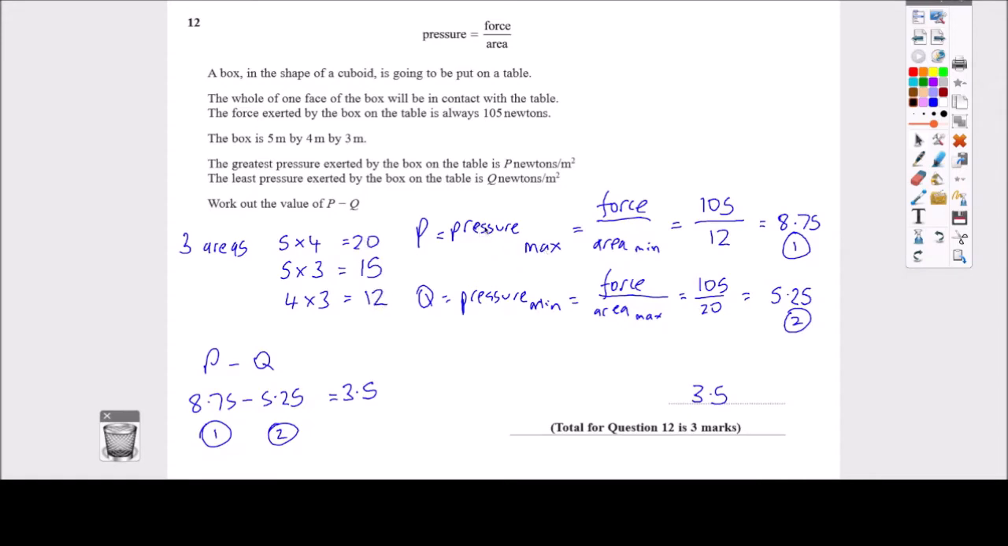Now, when I'm working out the maximum pressure, I've got my force, but I want this to be divided by the minimum area. Okay? To maximize the pressure, I want my constant force divided by the minimum area. Now, my minimum area is 12. So my maximum pressure is my 105 force divided by my minimum area of 12, which is 8.75. Now, Q, which is my minimum pressure, is going to be the force divided by the maximum area, the maximum area being 5 fours of 20. So that's going to be 105 divided by 20, which is 5.25. So that's what Q is. P is 8.75. We're being asked to work out the value of P take away Q. 8.75 take away 5.25 is 3.5.